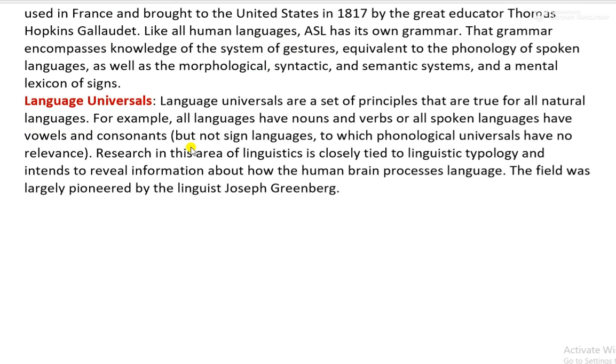Then we go to the next term, and our last term for the class, language universals. Language universals are a set of principles that are true for all natural languages. For example, all languages have nouns and verbs, or all spoken languages have vowels and consonants, but not sign languages, to which phonological universals have no relevance.